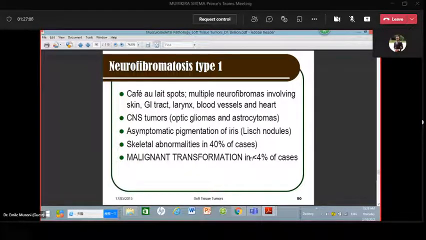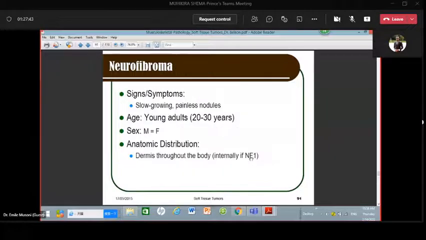Clinically, this is what we call café au lait spots. Café au lait spots are characteristic of neurofibromatosis type 1. Multiple neurofibromas involve the skin, GIT, larynx, blood vessels, and heart. There are some central nervous system tumors like optic glioma and astrocytoma. There is also pigmentation of the iris, what we call Lisch nodules. Skeletal abnormalities occur in 40% of cases. They can have malignant transformation in less than 4%.